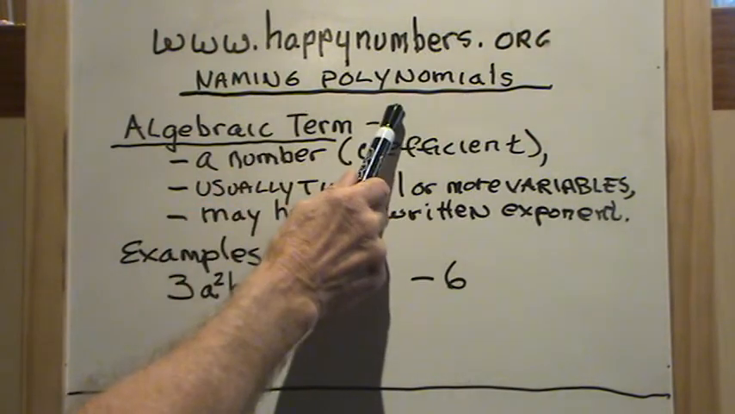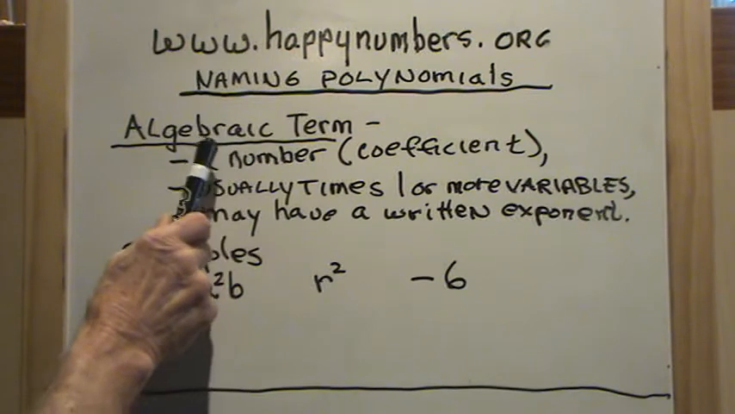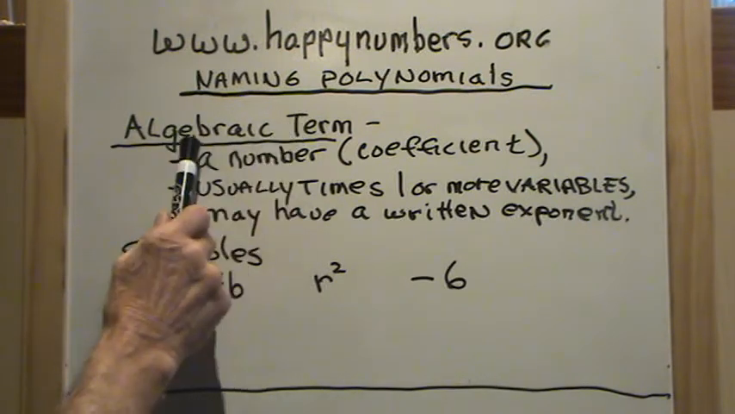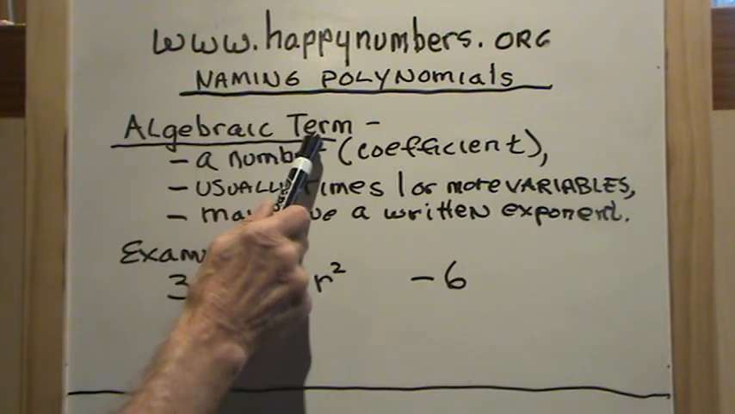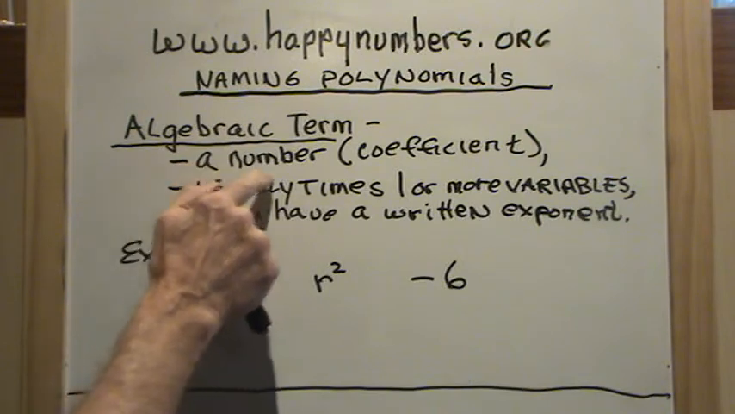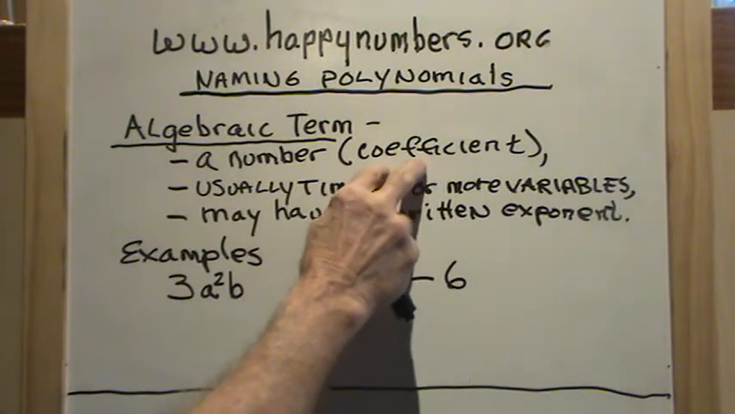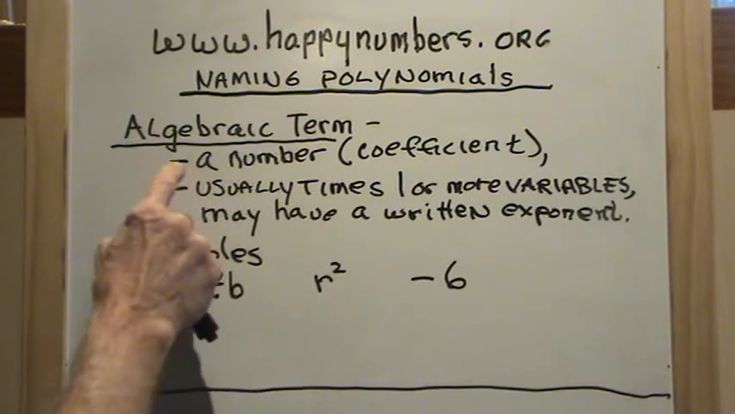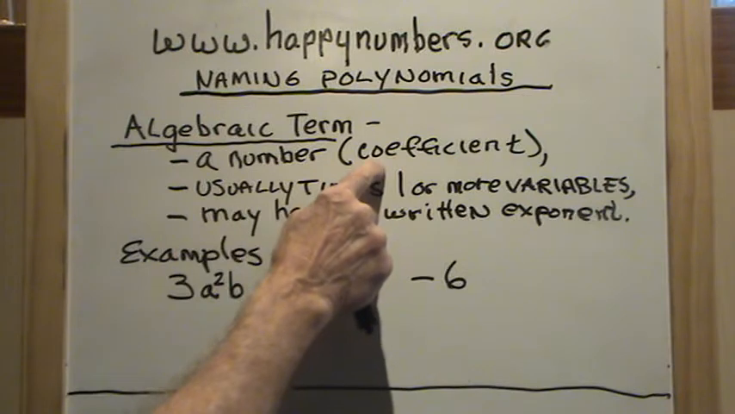Naming polynomials. But before we even get into what a polynomial is, we have to review some concepts. We worked with the word term, algebraic term. Now, an algebraic term consists of usually a number, which is called a coefficient. Don't worry about that now, we'll go over this.